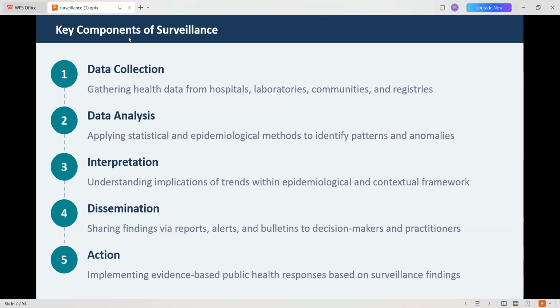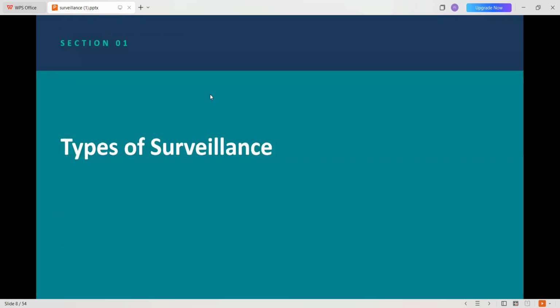The key components of surveillance are data collection, getting health data from hospitals, laboratories, community, and registries, and then data analysis, applying statistical and epidemiological methods to identify patterns and anomalies. And then interpretation, understanding the implications of trends within the epidemiological and conceptual framework. And then dissemination, sharing the findings via reports and alerts to decision makers and practitioners. And then action, implementing evidence-based public health response based on surveillance findings.